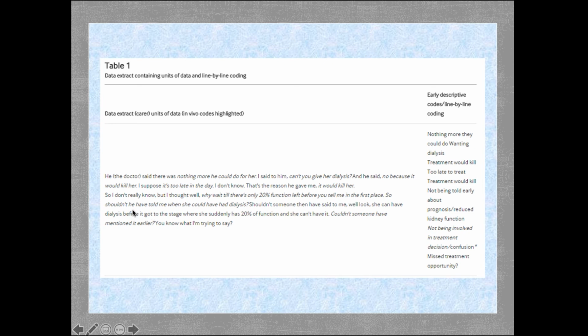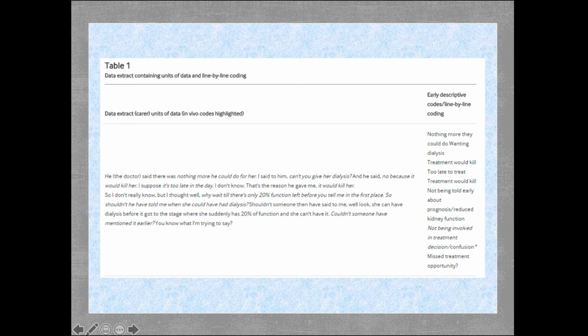So shouldn't the doctor have told me when she could have had dialysis? Shouldn't someone then have said to me, well, look, she can have dialysis before it got to the stage where she suddenly has 20% of function? Couldn't someone have mentioned it earlier? You know what I'm trying to say.